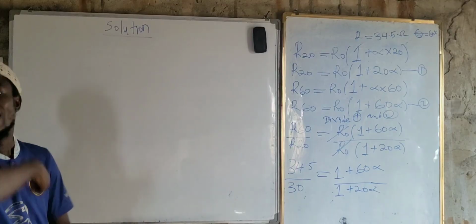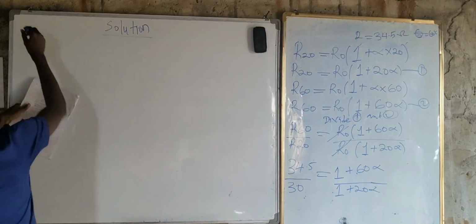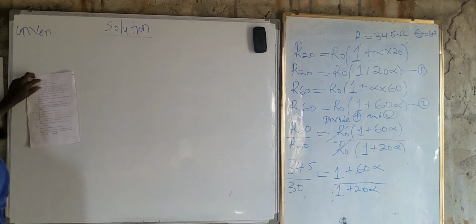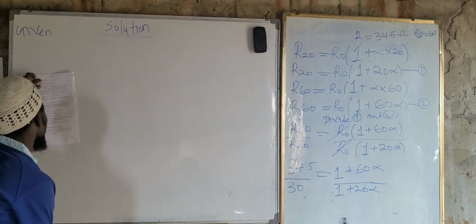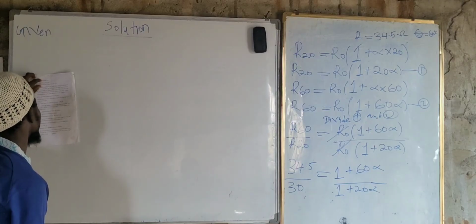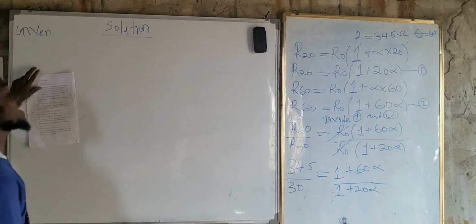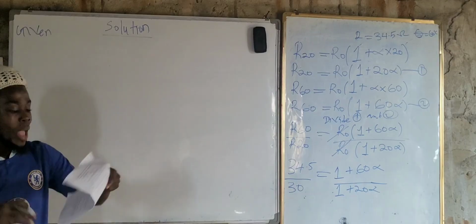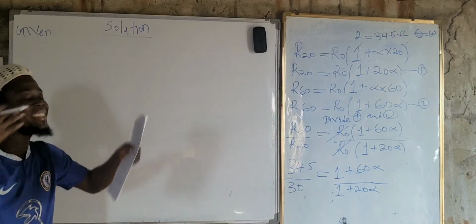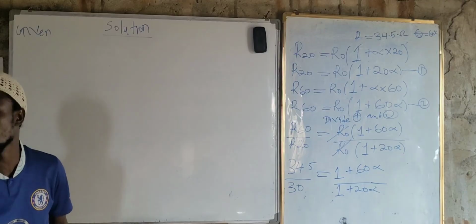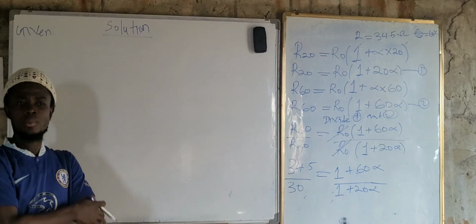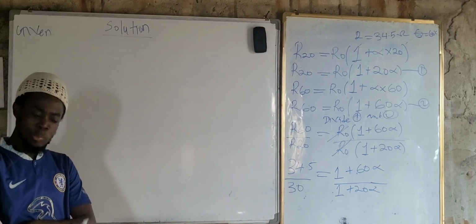Let's collect the data. From this question we are given the temperature of 20 degrees. We are to calculate the resistance of tungsten at the temperature of 20 degrees, that is R20, right? We are asked to find the resistance at a temperature of 20 degrees Celsius. Are you okay here? It is so simple and straightforward.